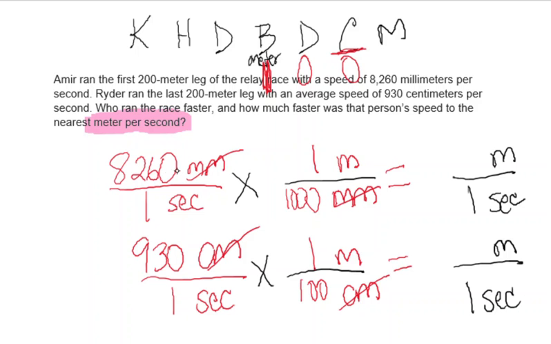So this would be 8,260 divided by 1,000, which is 8.26. This would be 930 divided by 100, which is 9.3. We had Amir and Ryder. Ryder ran faster, and if we subtract, we see that Ryder ran 1.04 meters per second faster than Amir, because 9.3 is 1.04 greater than 8.26.